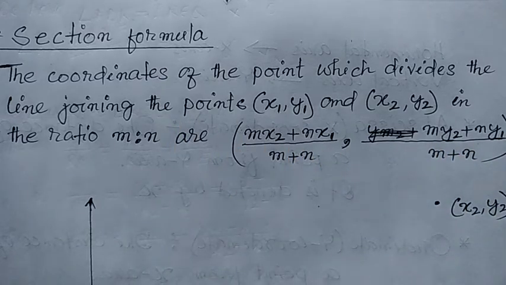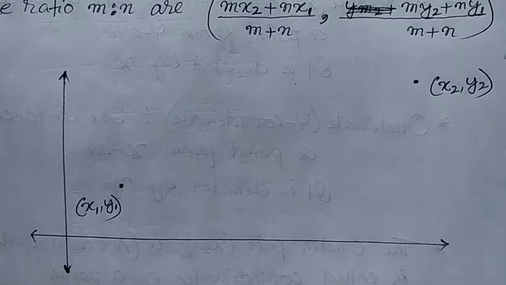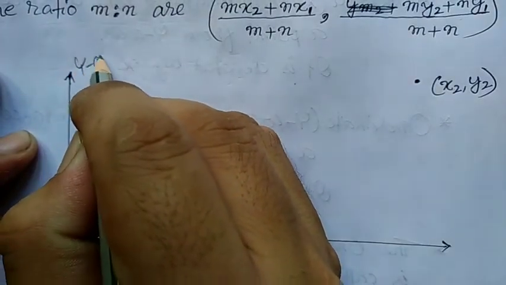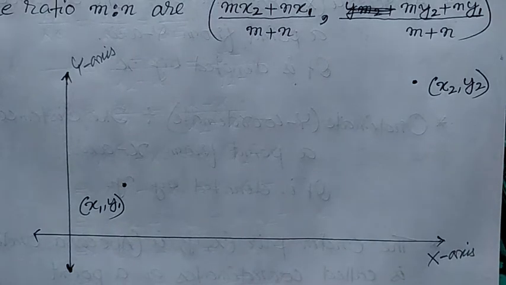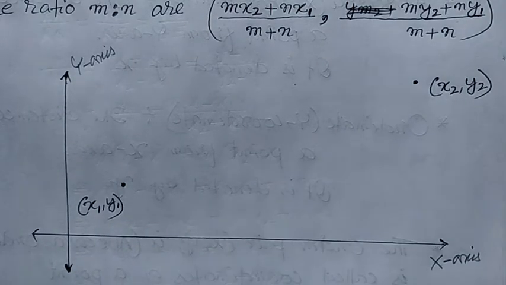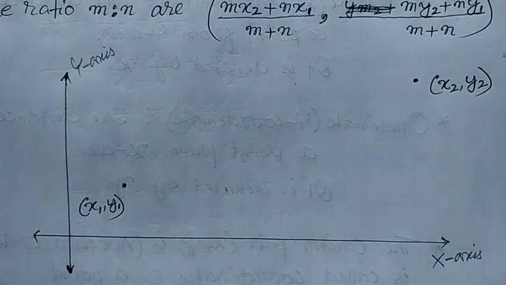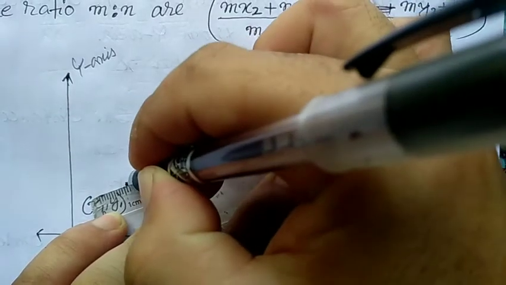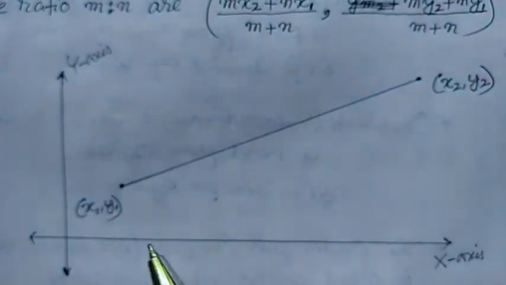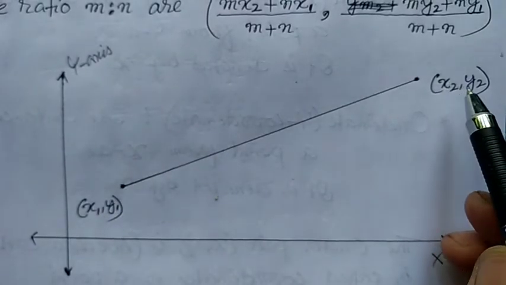Now let's try to understand the exact meaning of this formula called the section formula. For that, here we have two axes, the x-axis and the y-axis. This is the y-axis and this is the x-axis. Now we have taken 2 points here, (x1, y1), and this second point is (x2, y2). So let's join them. Joining them, we get a line segment joining the 2 points (x1, y1) and (x2, y2).